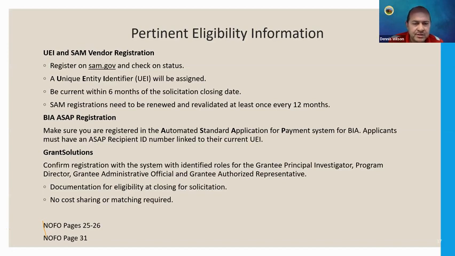BIA ASAP registration, make sure you're registered in ASAP for BIA. ASAP in general won't cut it. And we'll know that recipient ID must be attached to your UEI, the current one. Please ensure that that box is checked as well. And if you want the gold star, you want to jump on things, if you're not already in GrantSolutions, go ahead and enroll. Identify roles that you will have for your particular grantee, for the PI, the PD, the GAO. That would really, really help. If not, we'll be running that down. And we'll get into that a little bit later on the forms.